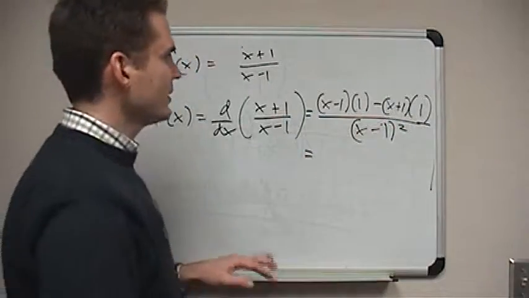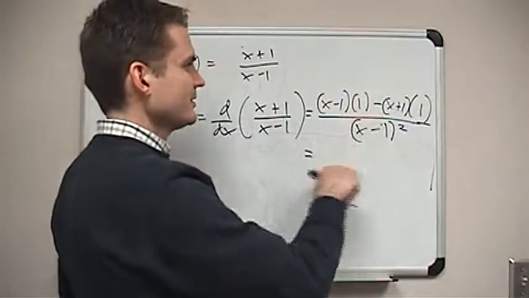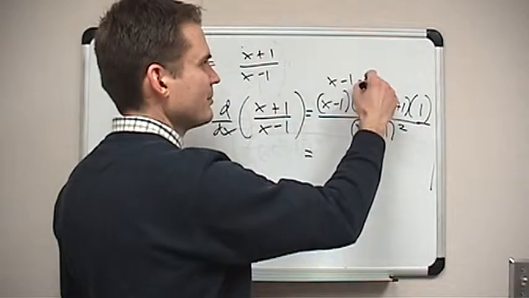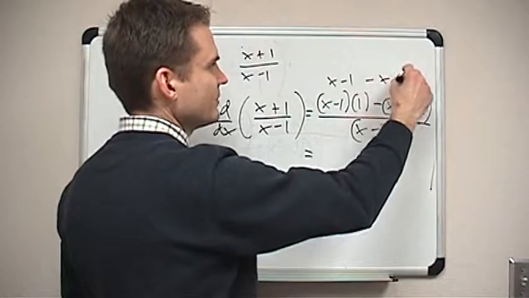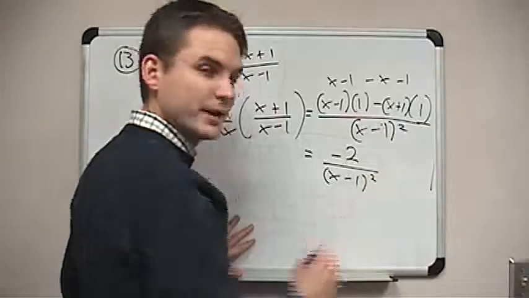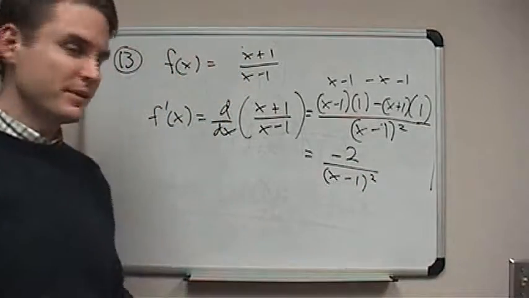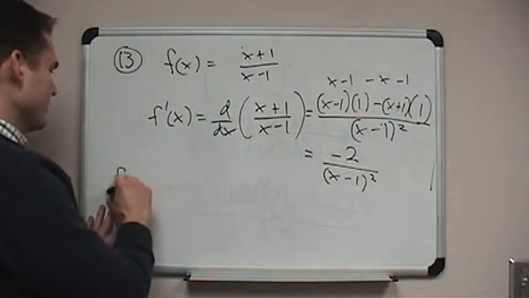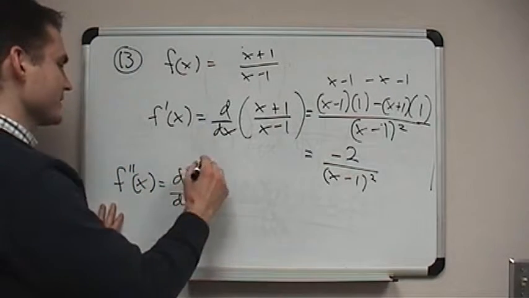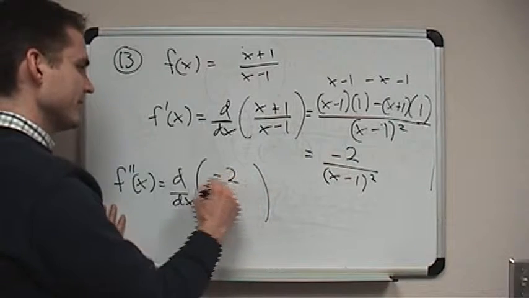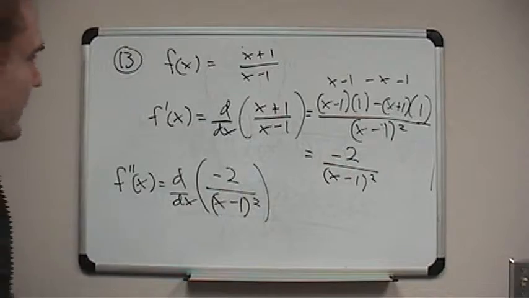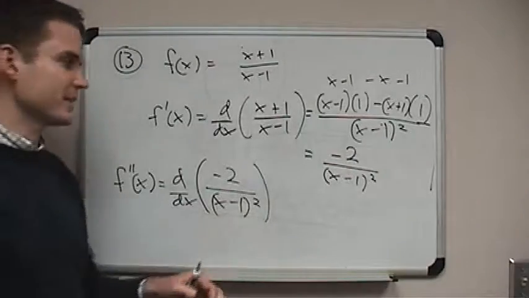So let's see what I have up here. Try to use some space in this area. I'm going to have x minus 1 minus x minus 1. So I think minus 2 over x minus 1 squared. That's the first derivative of this function. Well, what about the second derivative? You have to compute the derivative of the derivative. So I compute the derivative of negative 2 over x minus 1 squared. That's what we have to do next, and that will give us the second derivative.